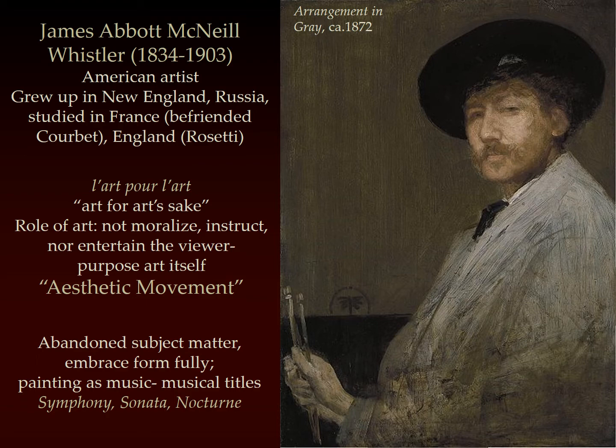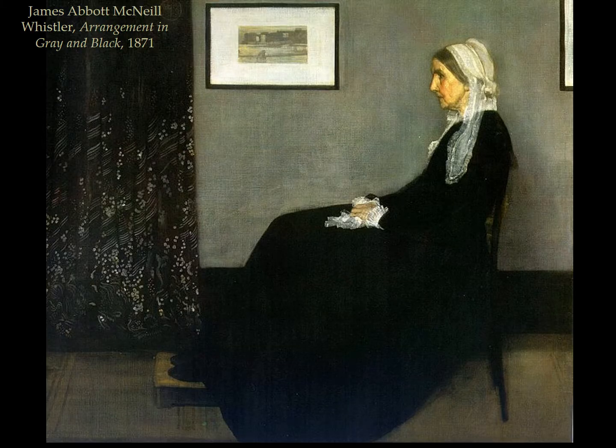And the precedent for this type of work is found in music, and this is cited by aesthetes like Whistler and the Pre-Raphaelites, and so they will start entitling their works with musical titles such as symphony, sonata, or nocturne. We find that Whistler is most famous, possibly, for his painting of his mother, otherwise known as Whistler's Mother. However, the proper title for the work is actually The Arrangement in Gray and Black from 1871.